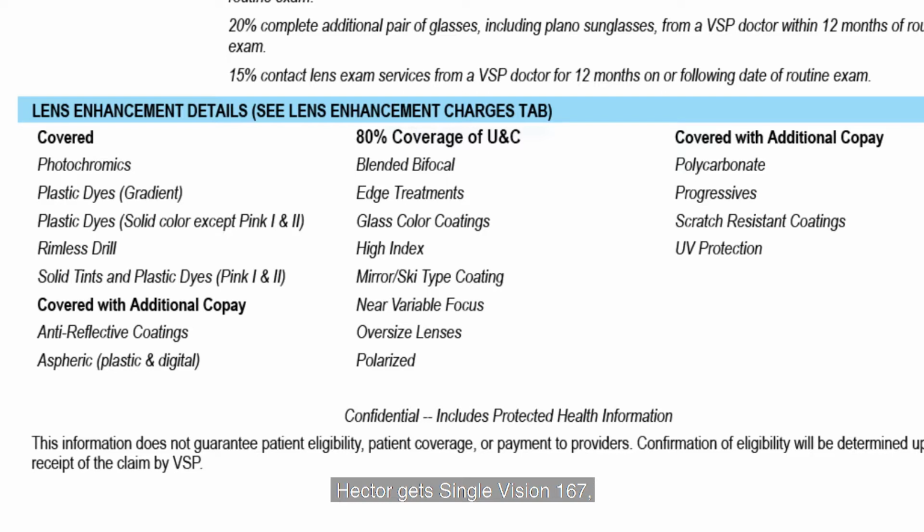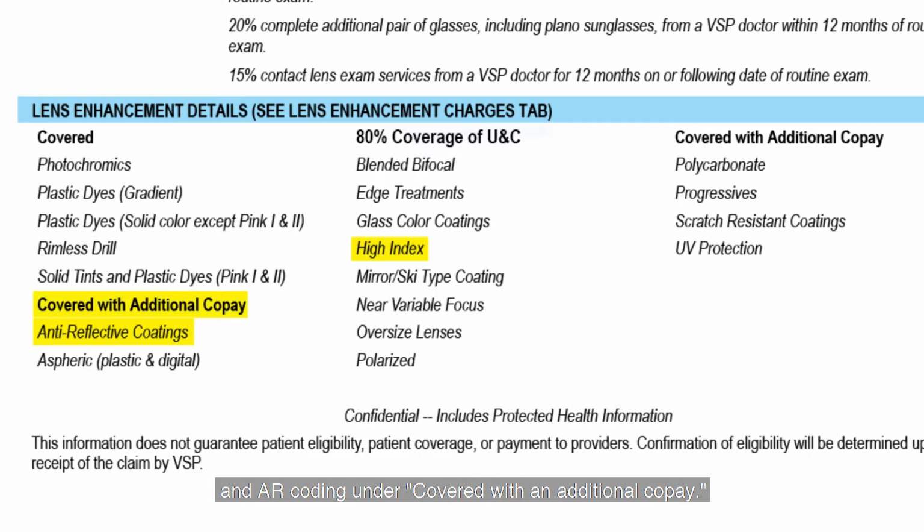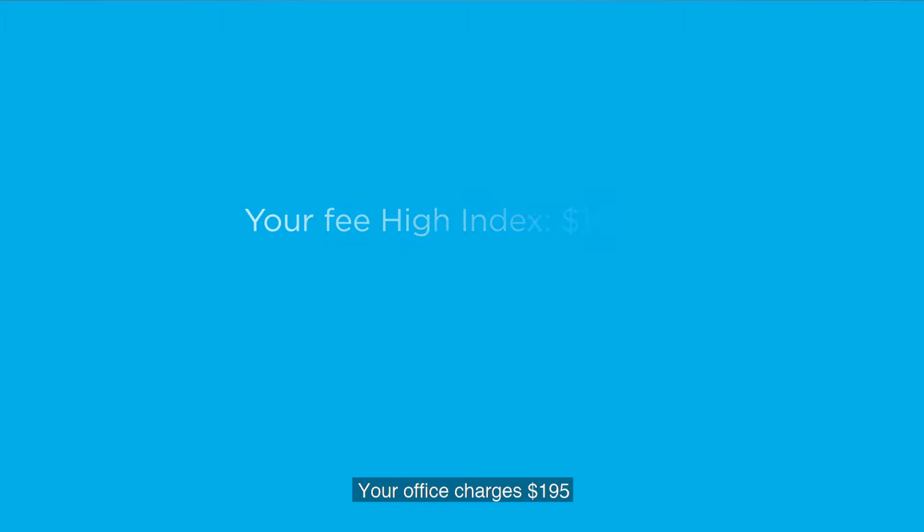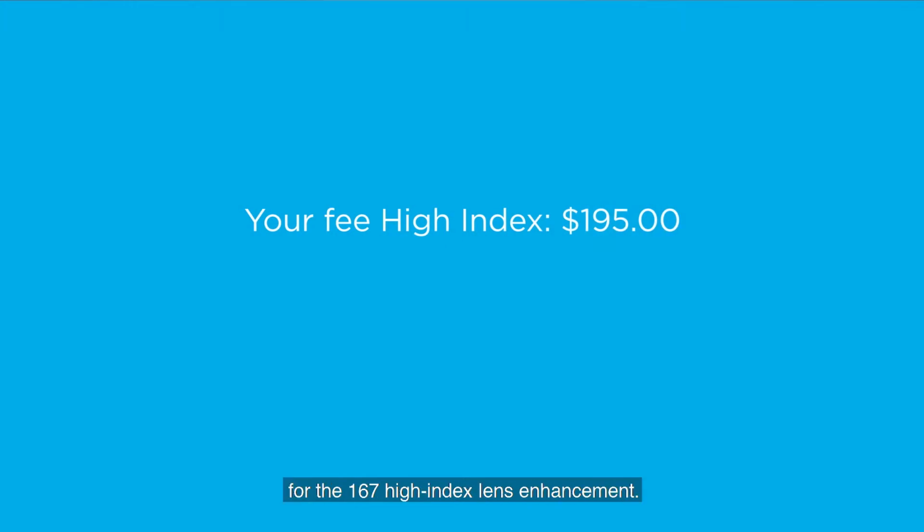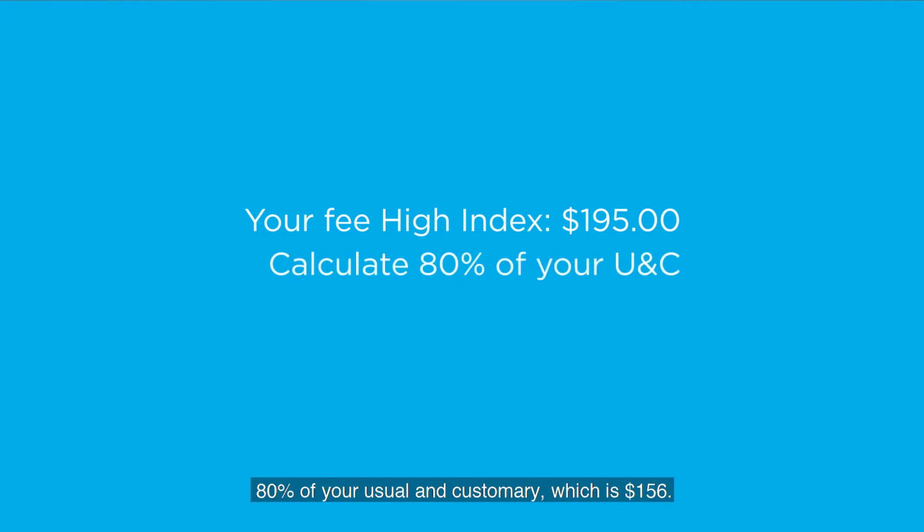Hector gets Single Vision 167 High Index Plastic with Unity Elite AR. Step 1. The patient record report shows High Index 167 under Charge 80% of Usual and Customary, and AR coding under Covered with an additional copay. Your office charges $195 for the 167 High Index Lens Enhancement. So first, you'll have to calculate 80% of your usual and customary, which is $156.